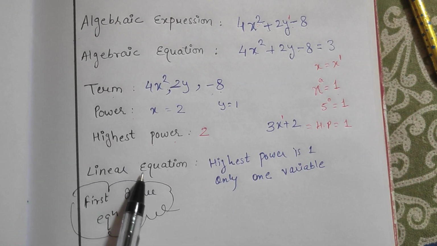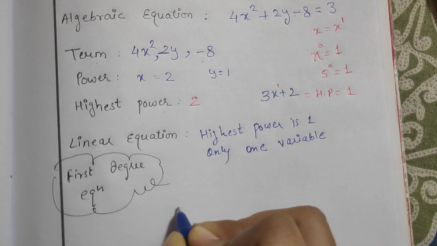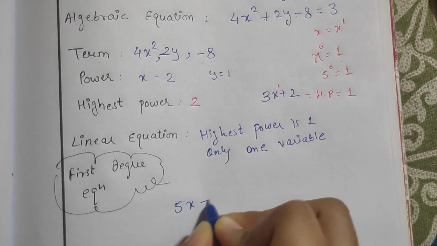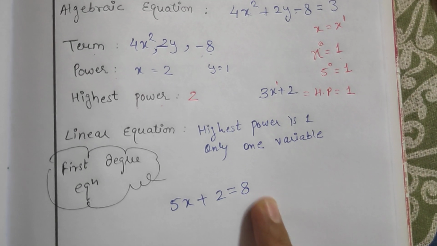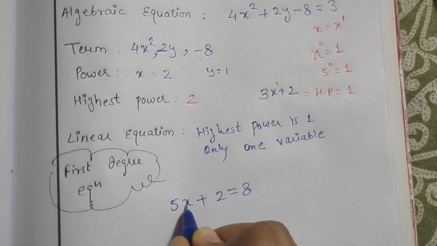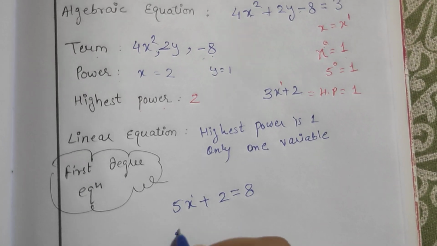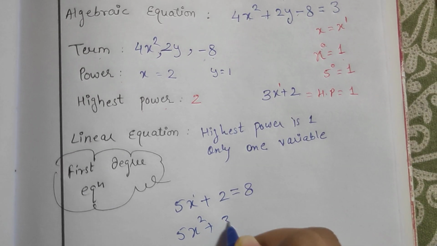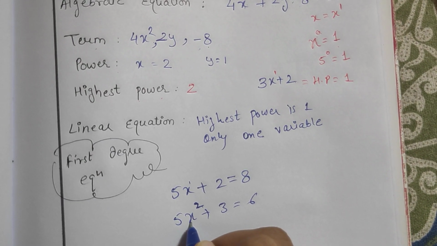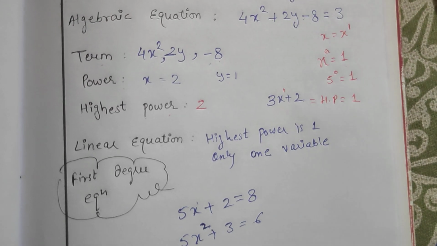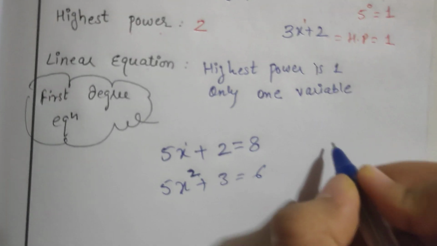But what is a linear equation? In a linear equation only one variable is there. We can take another example also, like 5x plus 2 is equal to 8. This is also a linear equation because it is having only one variable and it is having highest power 1. But when I write 5x square plus 3 is equal to 6, here the highest power is 2, even though the variable is 1, so it is not a linear equation, but here it is a linear equation.